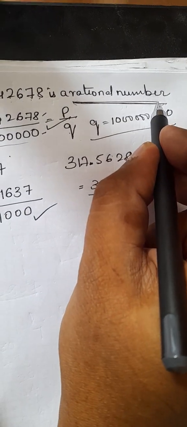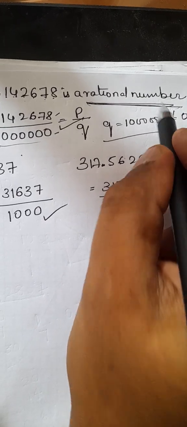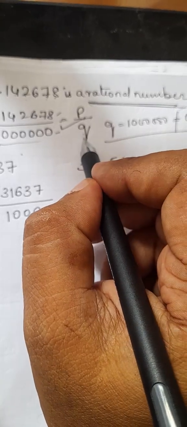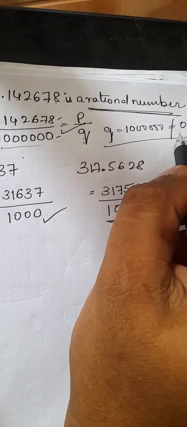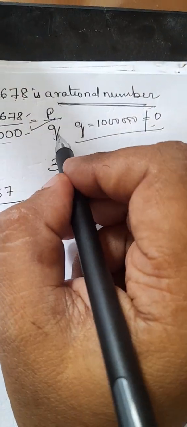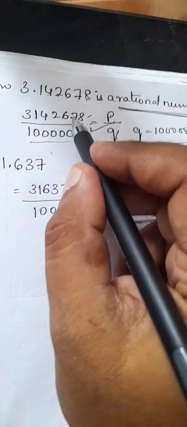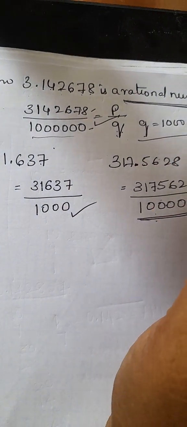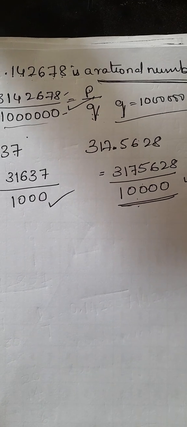What is the definition of a rational number? A rational number is a number which can be expressed in the form P by Q, where Q is not equal to 0 and P and Q are integers. So that is how you can represent a given decimal number in the form of P by Q and prove that that number is a rational number.